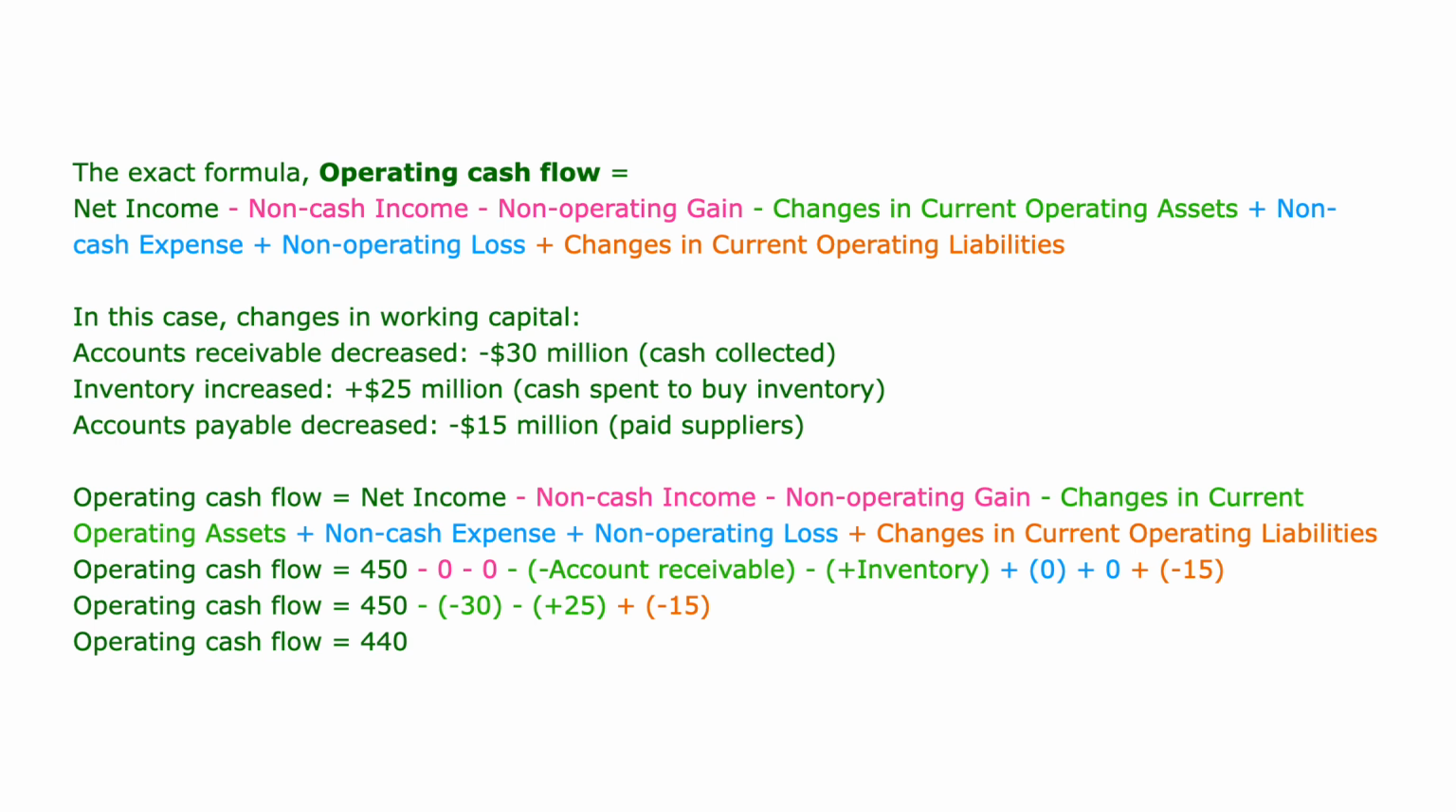The exact formula: operating cash flow equals net income minus non-cash income, minus non-operating gains, minus changes in current operating assets, plus non-cash expenses, plus non-operating losses, plus changes in current operating liabilities.